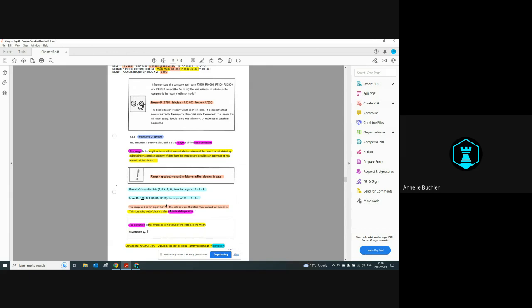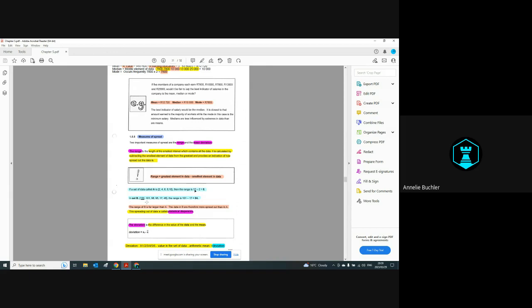I want to quickly check for you. If you get a set of data, there's your set of data, 2, 4, 6, 8, and 10. The range is from 10, because 10 is the highest, so it's the greatest element in the data, and you subtract the smallest element in the data. Your highest element is 10 and your smallest element is 2. You subtract and you have 8.